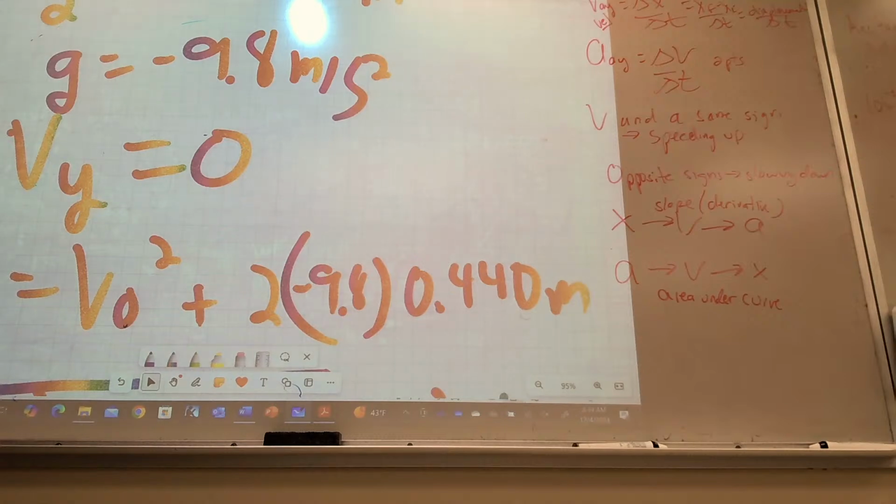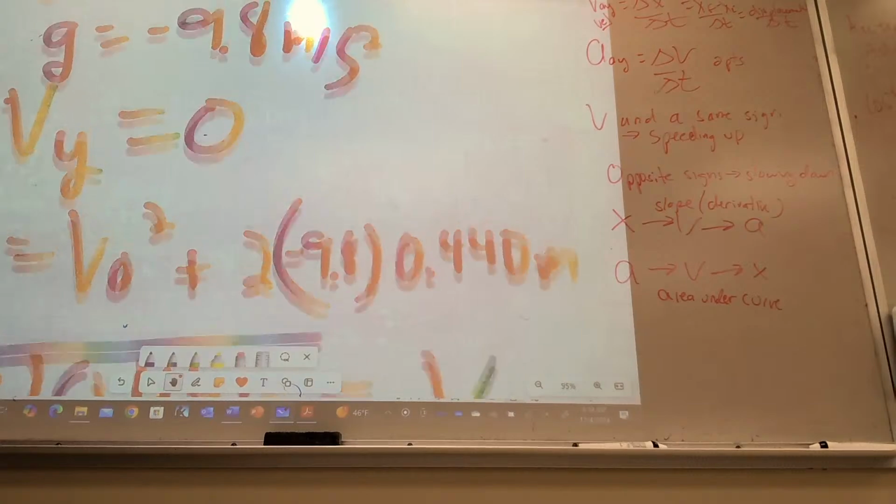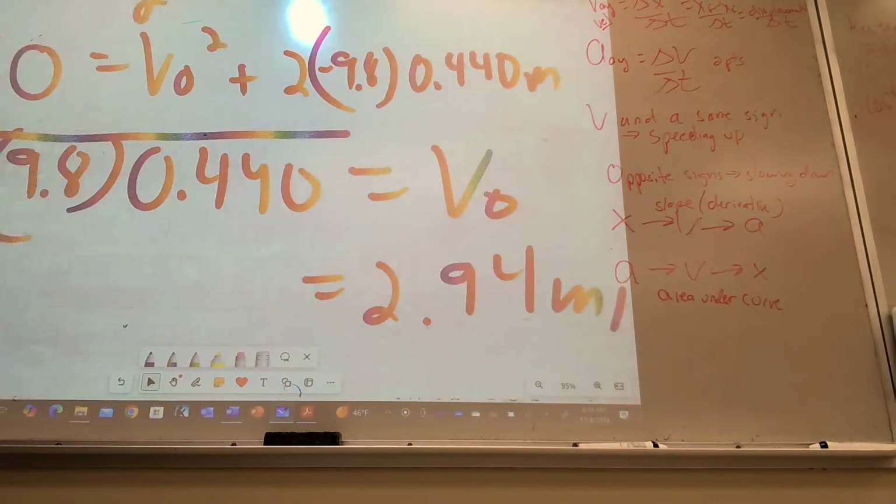Anybody get their V0? If you use the final equation, you get to double it. It depends what you're looking for. If you were looking for the time to go up and come down, you double it. But if you're only looking for the time to go up, then you don't need to double it. Did you get your V0, Connor? I got 2.94. Good.